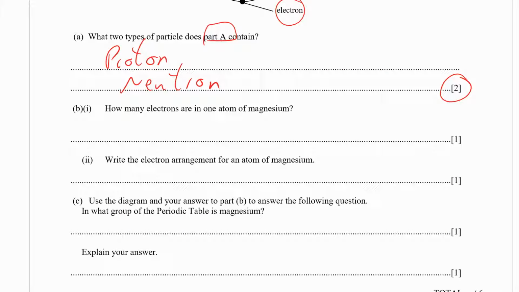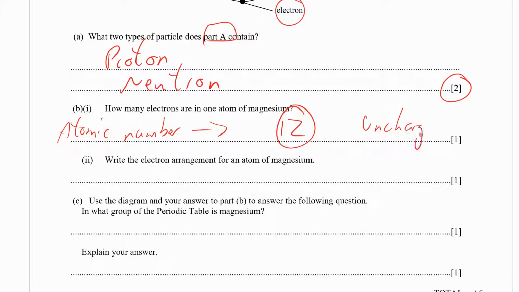How many electrons are in one atom of magnesium? For this you needed to look at the periodic table, and if you looked at the atomic number, this would also be the same as the number of protons, which is then also the same as the number of electrons, which is 12. This only works if it's uncharged, okay? So it's an uncharged atom, not an ion, so the protons are going to balance the electrons, so it will be 12 from the periodic table.